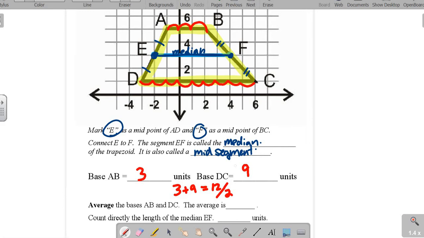So when you average the bases, we get 6, of course. So the average of AB the base and DC the base is 6. Bunny hop directly E to F. You also see that is 6 units.